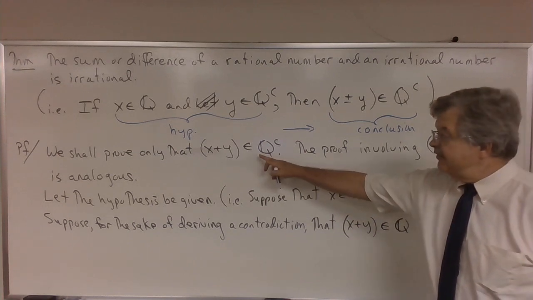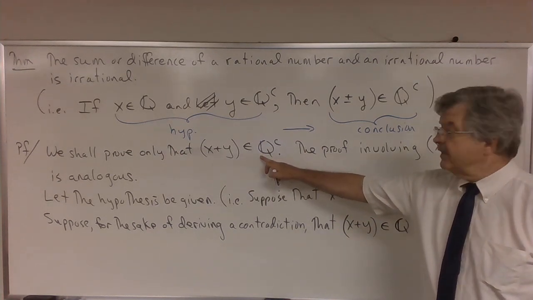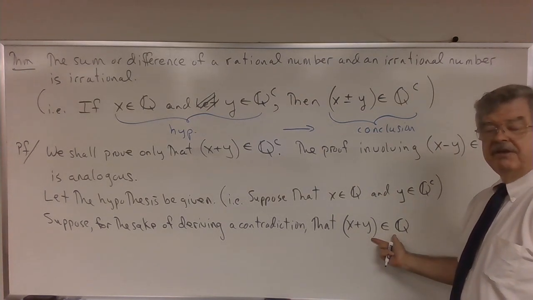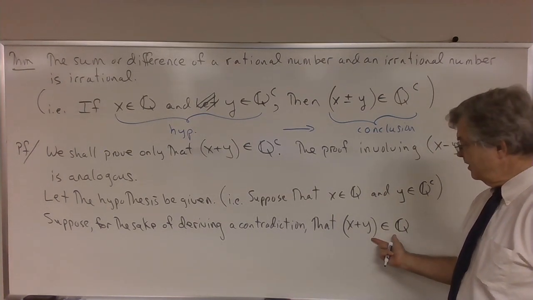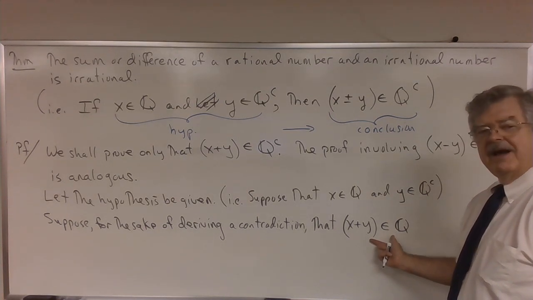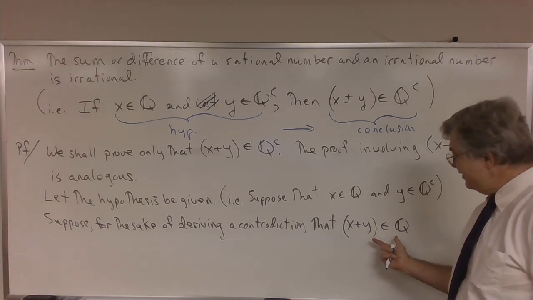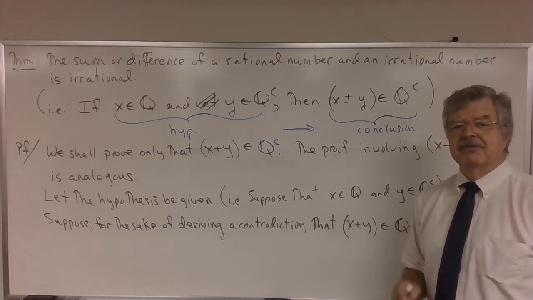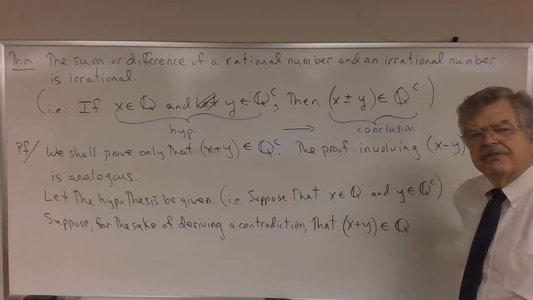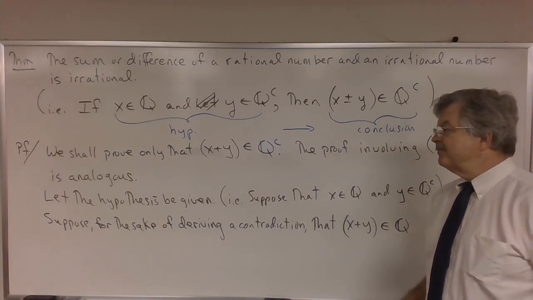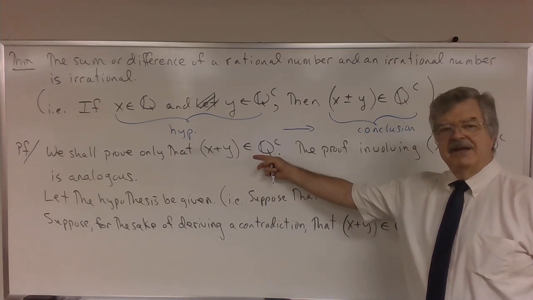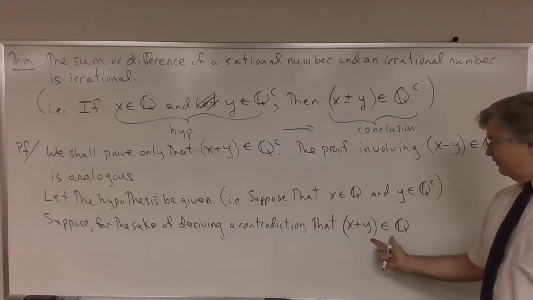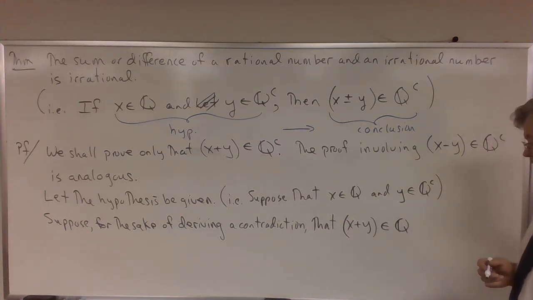So the negation of this, x plus y is irrational, is x plus y is rational. We're assuming exactly the opposite of what we want to prove. We're assuming the negation of what it is that we want to prove. And that's what we do in a contradiction proof. We assume the negation of what it is that we want to prove. So we're assuming that x plus y is rational.